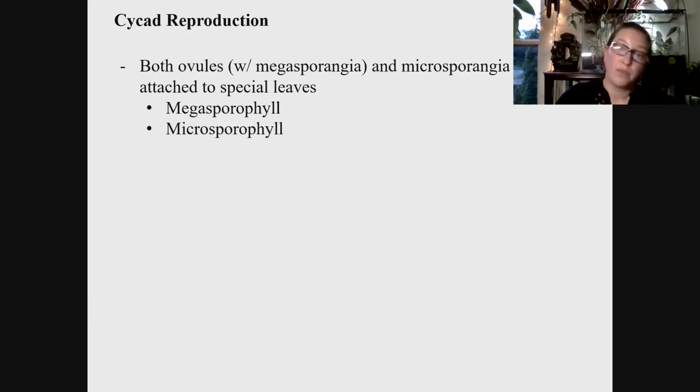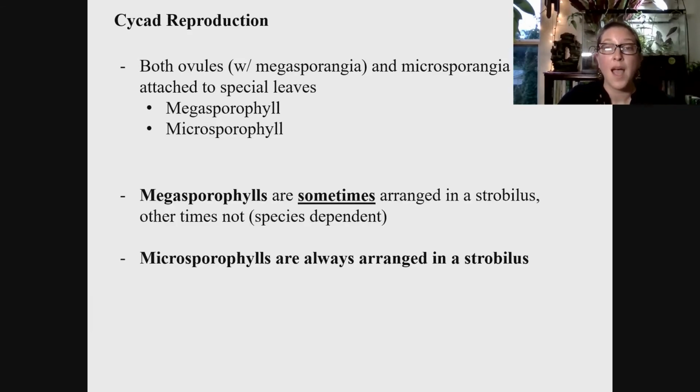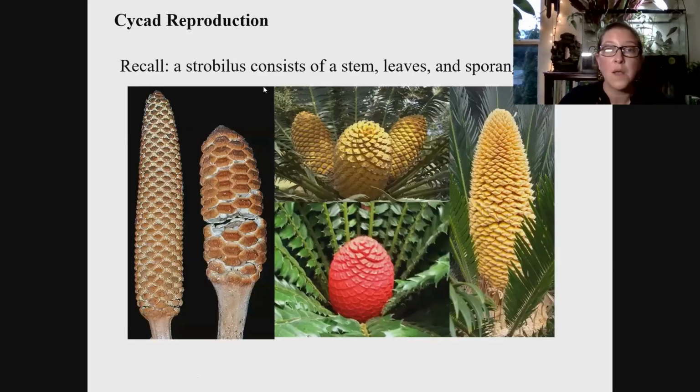And so just like we saw before in Selaginella, the ovules with the megasporangia inside and the microsporangia are attached to leaves that are called megasporophylls and microsporophylls, just like in Selaginella. The megasporophylls are sometimes arranged in a strobilus, other times not. So remember the strobilus thing, right? Little organized sporophylls, where each leaf has a sporangium on it. Megasporophylls are sometimes arranged in a strobilus, but microsporophylls are always arranged in a strobilus. So that is helpful for identifying.